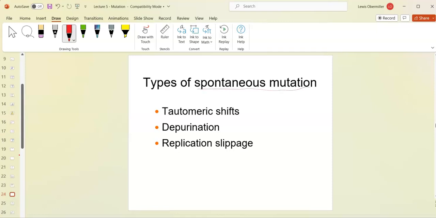So let's look at spontaneous mutations first. Some of the spontaneous mutations are tautomeric shifts. We can have depurination, which is exactly what it sounds like. De is to take away, and purination is a purine. We can have slippage of the replication machinery that can cause repeats in the DNA. Remember, all these mutations have to occur in the DNA because if they occur in the RNA, no big deal. You just get another RNA transcript. So these are all DNA level mutations.